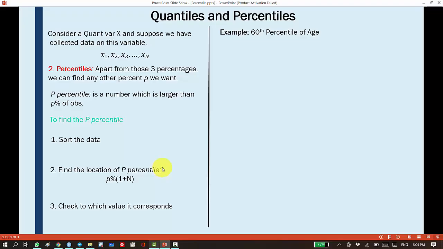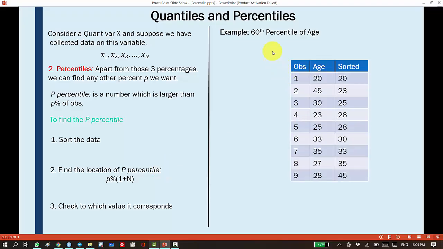Again, let's go back to the example of the age and let's find the 60th percentile of the age. That is the number which is larger than 60% of total observations. Again, we consider this sorted column here. Then find the location of the 60th percentile by multiplying 0.6, which is 60%, with 1 plus n, which is 6. Therefore, the location of the 60th percentile is 6, which corresponds to this observation here, 30. Therefore, the 60th percentile is 30.